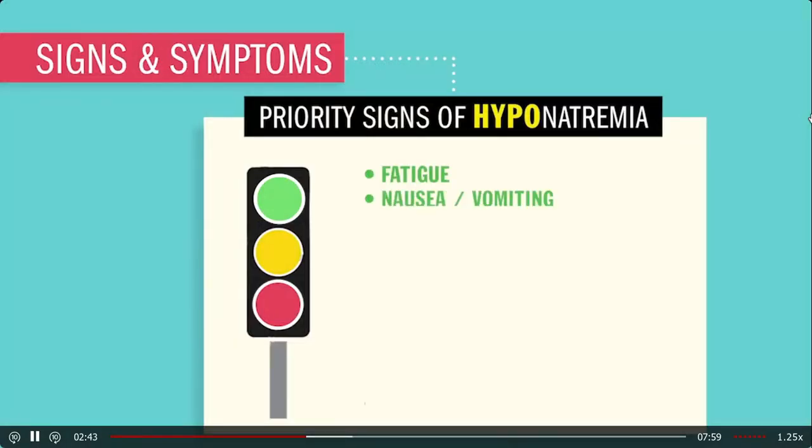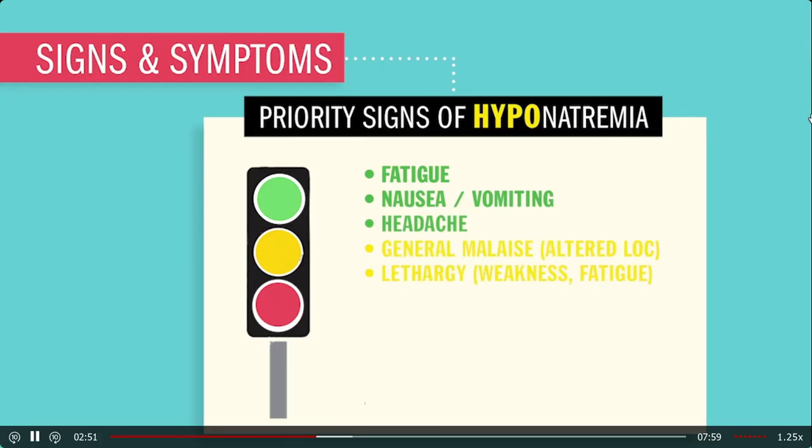Now, before you get too confused and start reconsidering your career choice, let's make this simple and really focus in on what the test will ask you. Now, what do you really think they're going to ask you? Well, prioritization, signs, and symptoms, of course. Who are you going to assess first? So write these down. We're going to go from mild to severe. Mild, you'll have fatigue, nausea, vomiting, and headache. Medium, general malaise or altered LOC, level of consciousness, as well as lethargy or basically weakness.